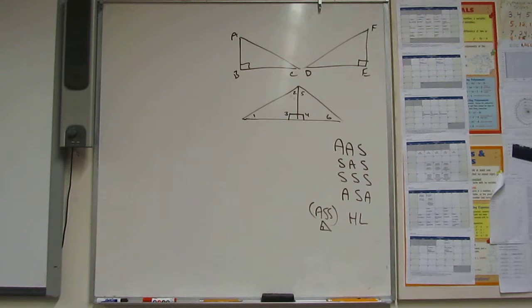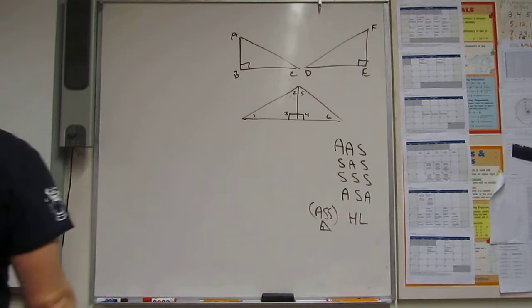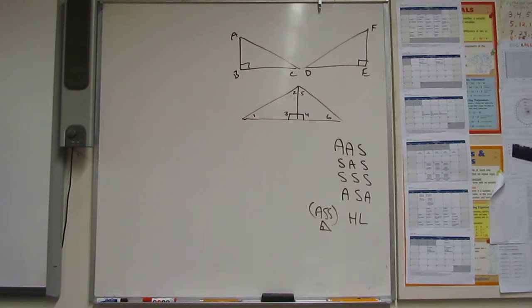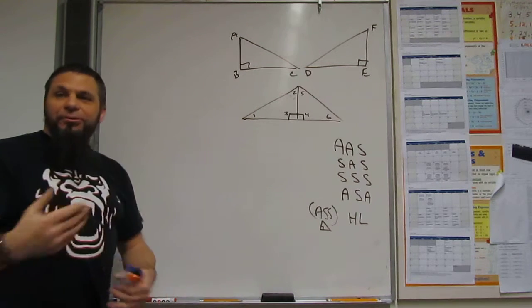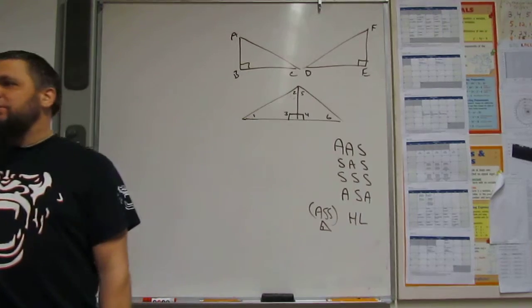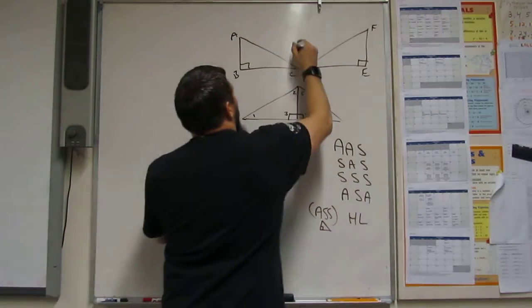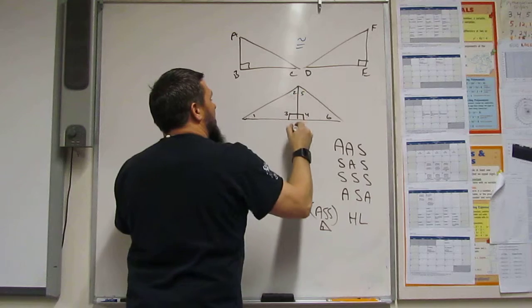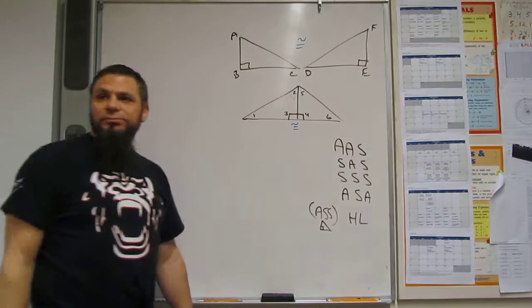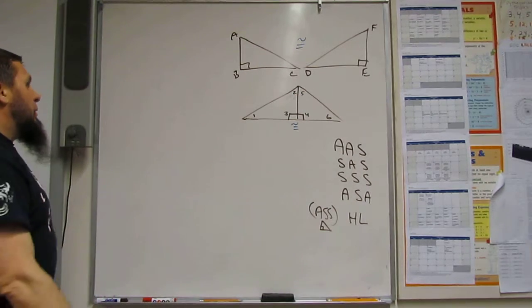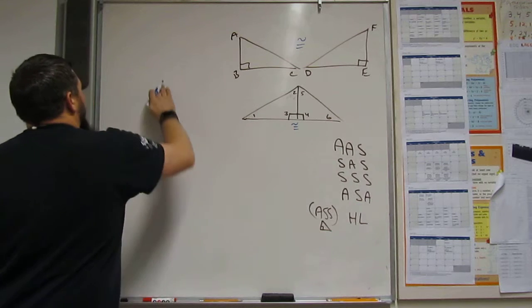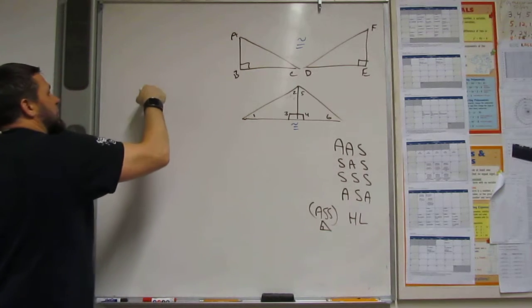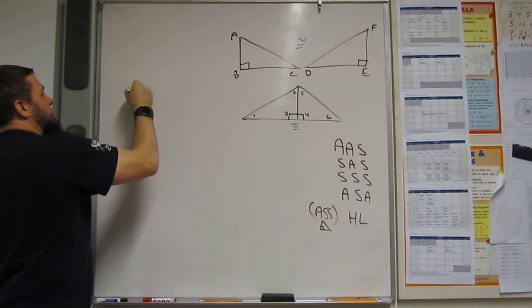Alright, so we've got congruent triangles. This time we're going to work with some right triangles. I want to prove that these two triangles are congruent. I want to prove that this triangle is congruent to this one, and that this triangle is congruent to that one. Okay?